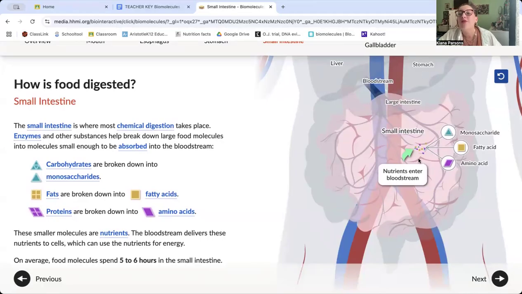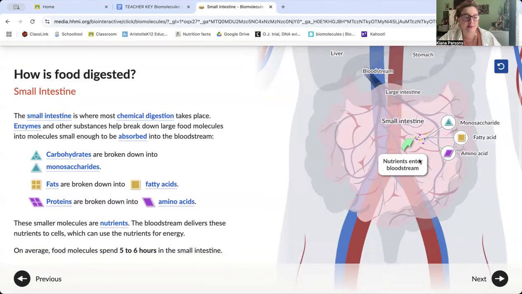So once the food has entered the small intestine, like I mentioned, it's no longer recognizable as food, but the job is not done. Those monosaccharides, fatty acids, and amino acids need to be as small as possible so that they can cross into the bloodstream and be absorbed in the small intestine. So the carbohydrates coming from the stomach are broken down into their smallest parts, those monosaccharides. The fats are broken down into fatty acids, and the proteins are broken down into amino acids.